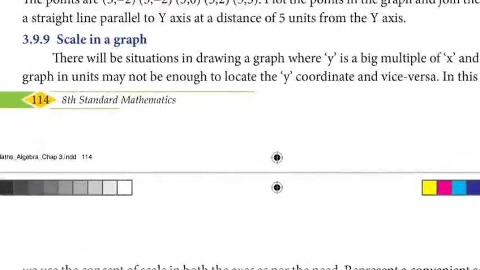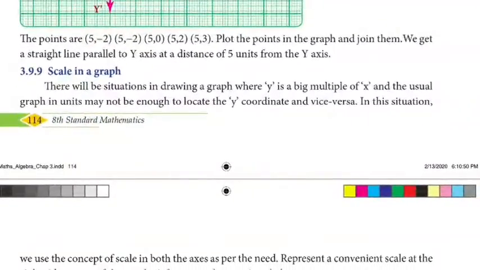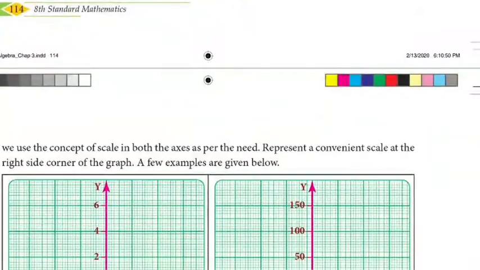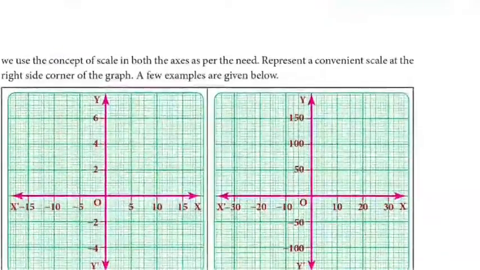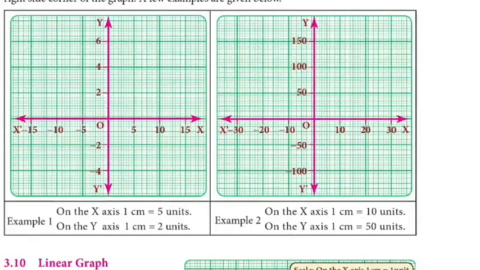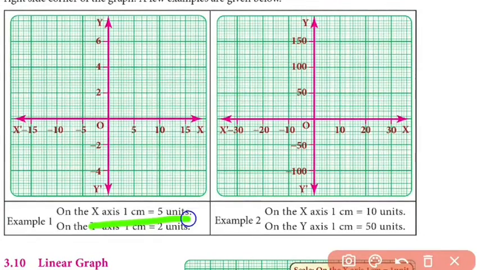Next, scale in graph. There will be situations in drawing a graph where y is a big multiple of x and the usual graph units may not be enough to locate the y coordinates, and vice versa. In these situations we use the concept of scale. For example, suppose here on the x-axis 1 centimeter equals 5 units: 5, 10, 15.